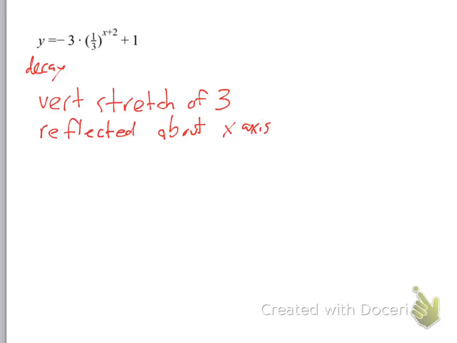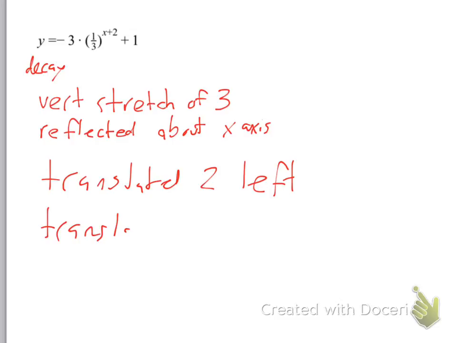Next, any h value. It's a 2, translated to where? Still left because it's the opposite. And we're going to say it's translated 1. Everybody's got $1. What's going on? Their money just went up.